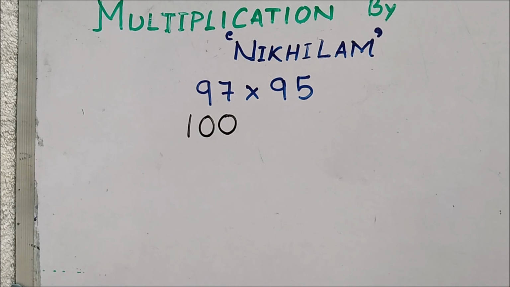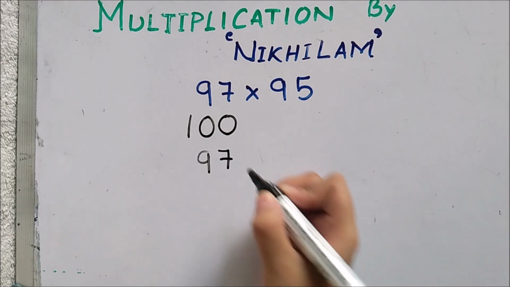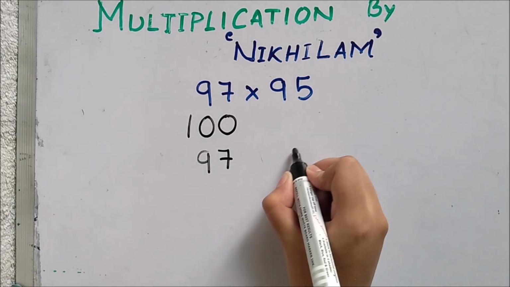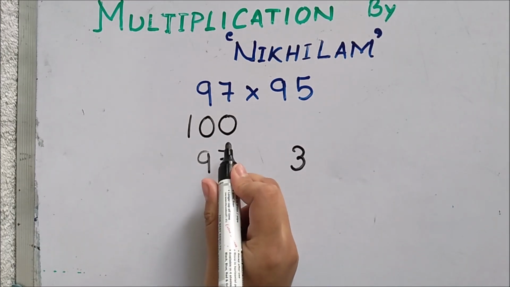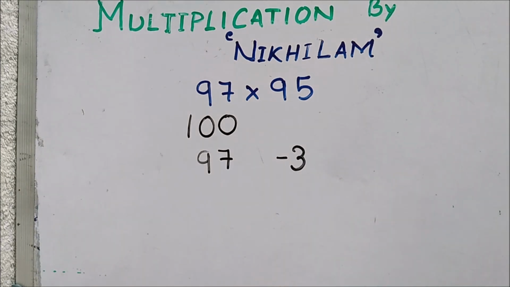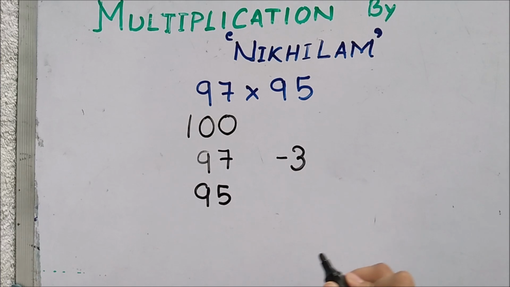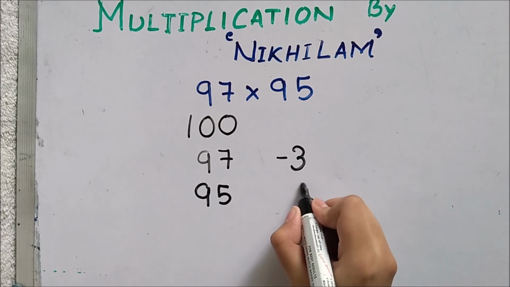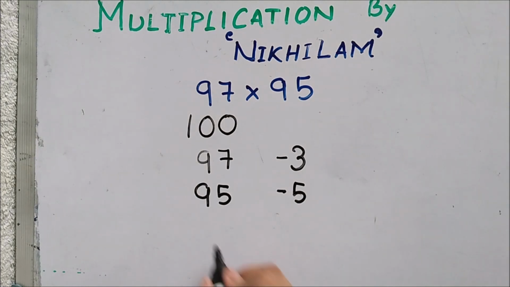So our first step will be, we will subtract 97 from 100, that is 3. Since 97 is lesser than 100, as I told, it will be negative, hence minus 3, and we will subtract 95 from 100, that is 5. It is also lesser than 100, that's why it will be minus 5.